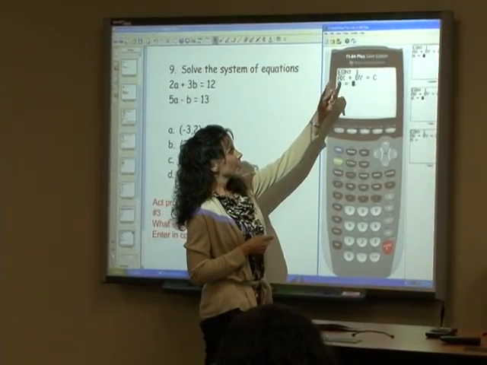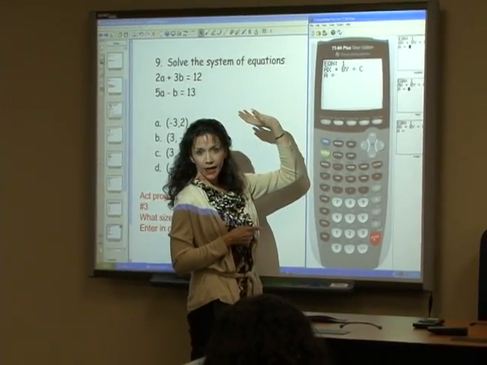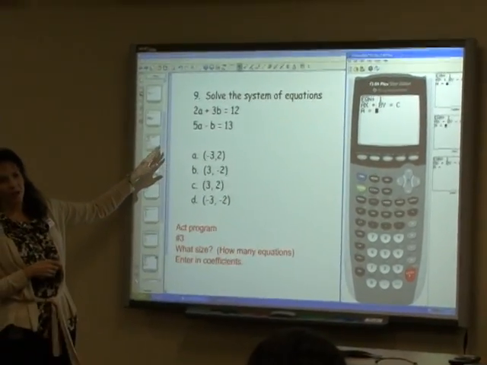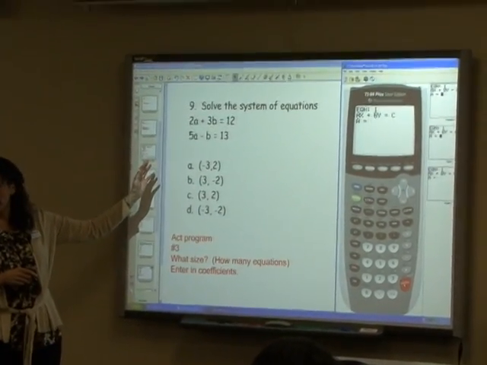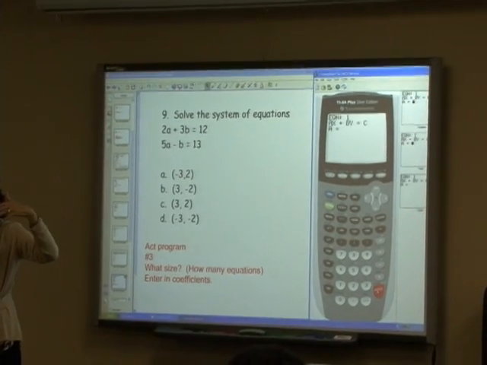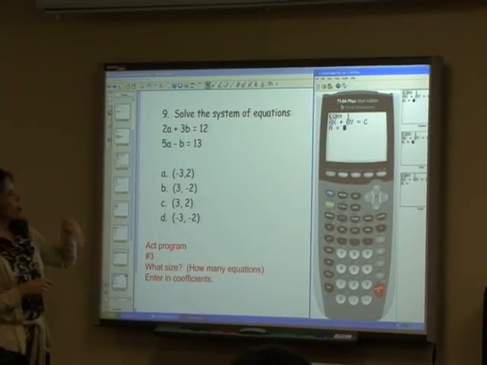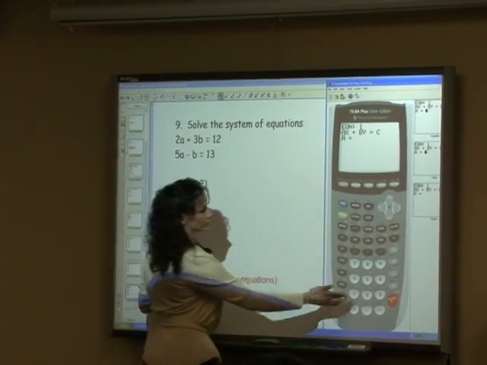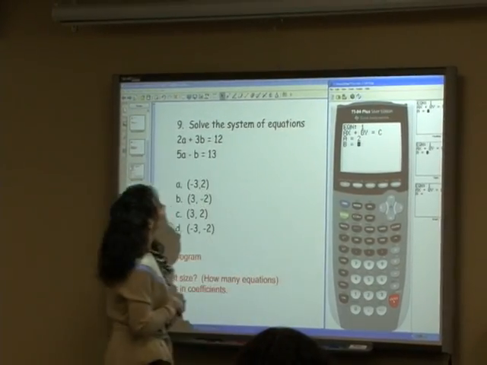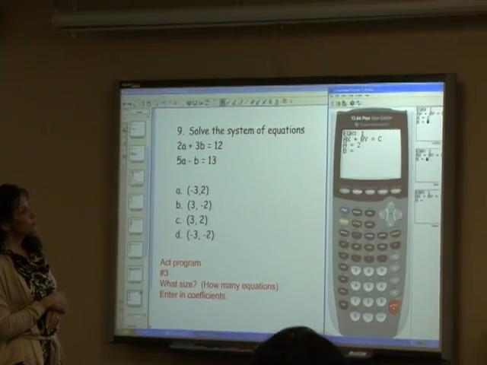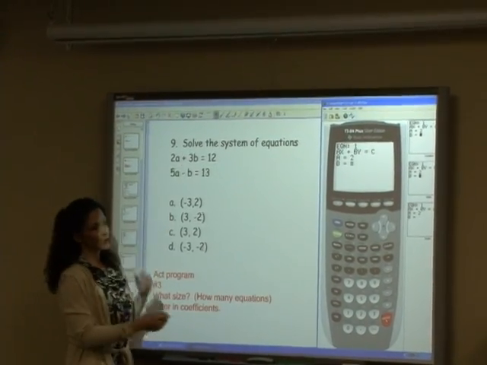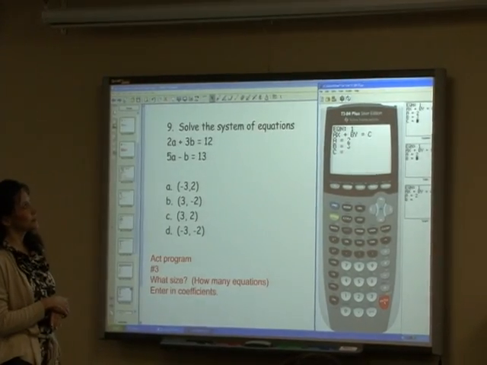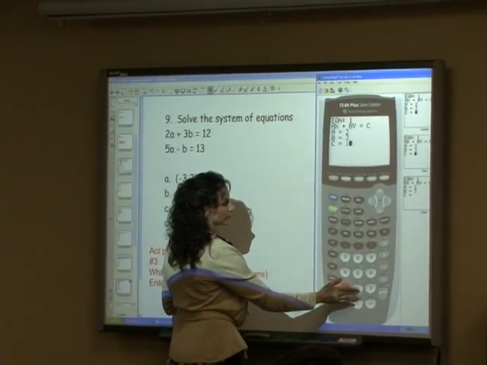I need to have my x and my y on one side, my other number on the other side. Now, they use a's and b's. Does it matter? Doesn't matter. Okay, a takes the place of my x, b takes the place of my y. All right, so what is my a in my first equation? 2. My b is 3. My c is 12.